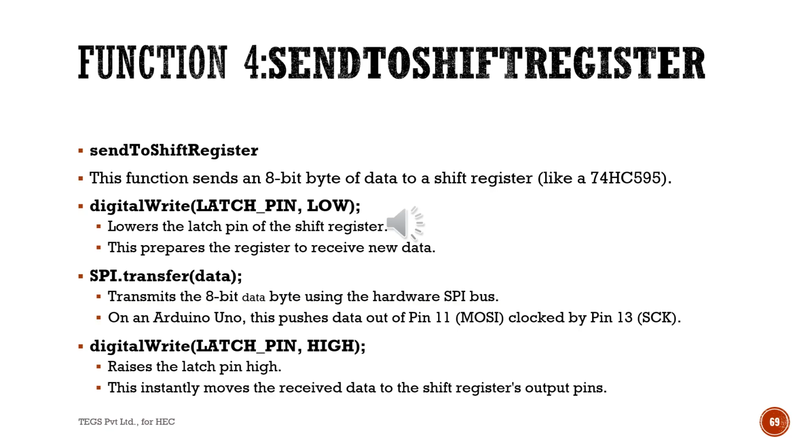Function 4, send to the shift register. This function sends 8-bit byte data to a shift register like the 74HC595. The digitalWrite latch pin low lowers the latch pin of the shift register. This prepares the register to receive the new data.